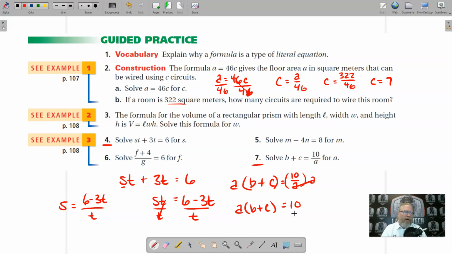And now I want to go ahead and get a by itself, so I need to divide by the quantity of b plus c. What I do to one side, I'm going to do to the other. And the b plus c's will cancel each other, leaving me with a on the left. And I end up with 10 over b plus c.